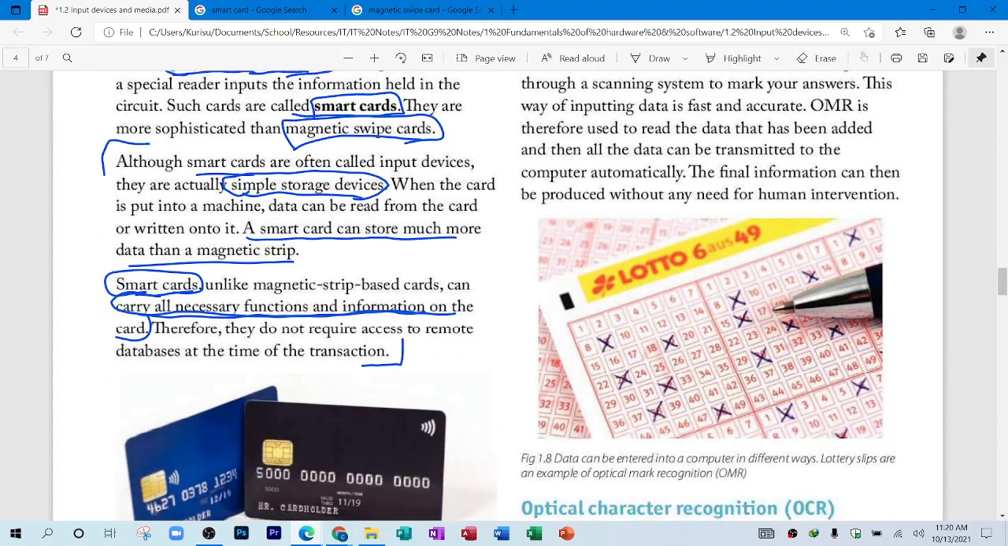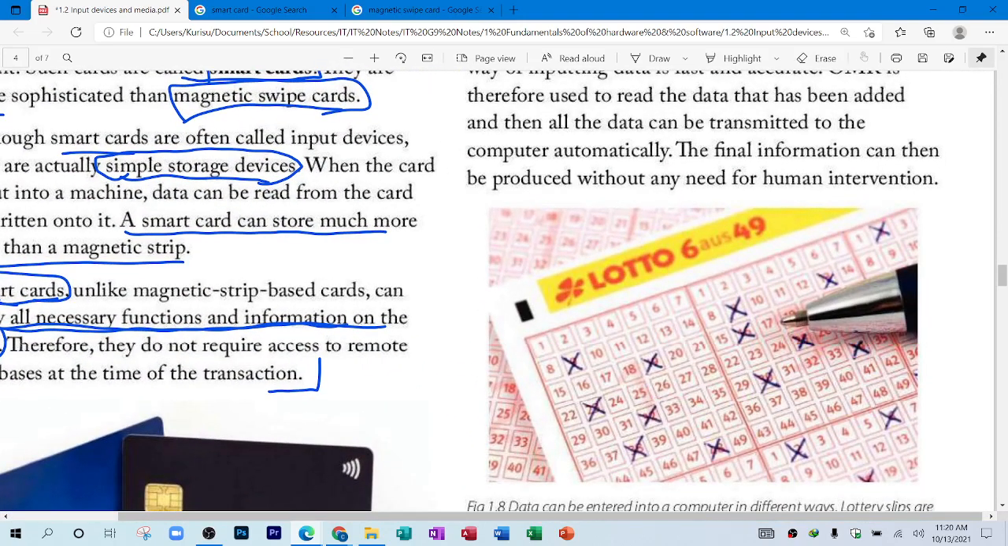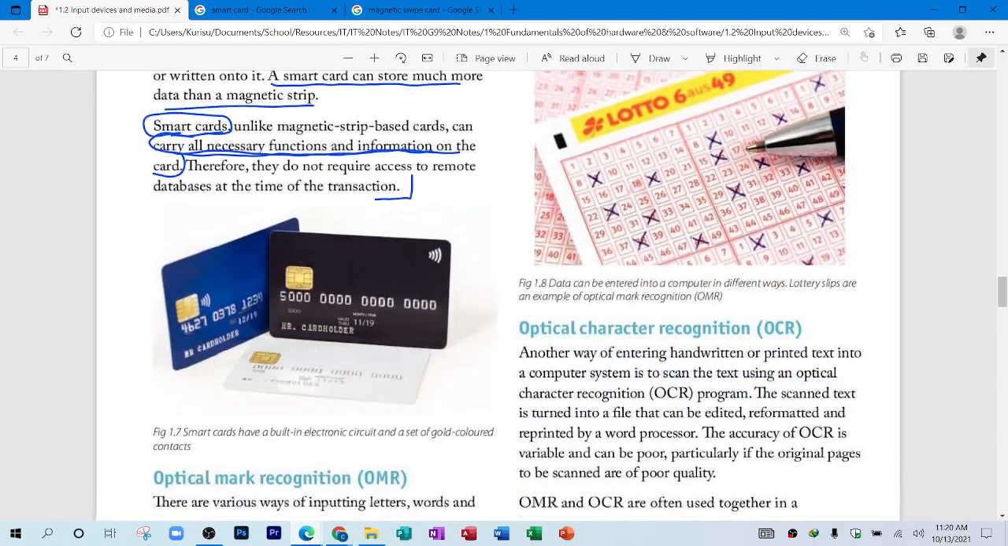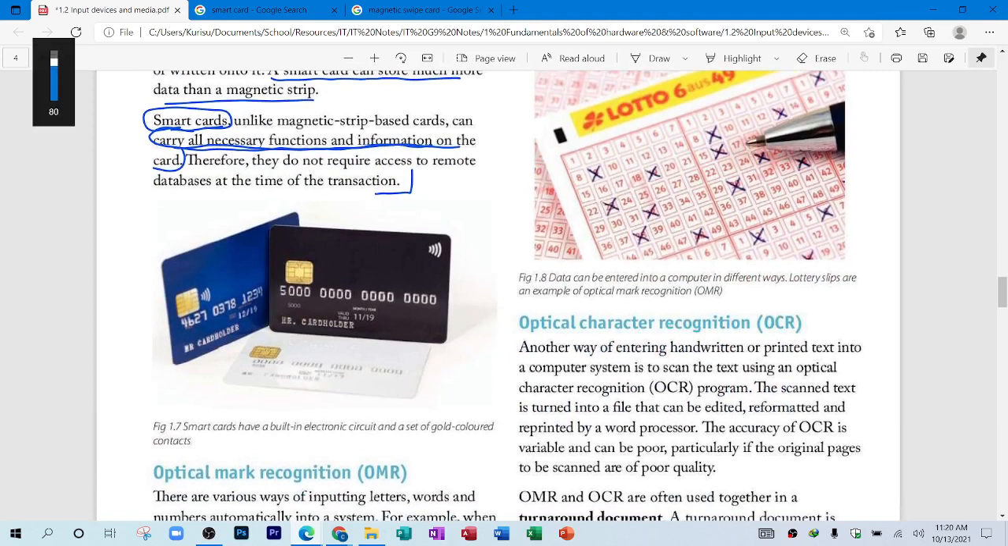So that's basically the OMR form. It's a form that has data on it, and you would usually mark the data with some form of pattern. For example, on this lotto ticket, you would mark it with an X, and when it is scanned, the mark would be translated into the number, and that data would be automatically entered into the computer. Are you following? Yes, sir. Great. So remember, optical mark recognition is looking for a mark.